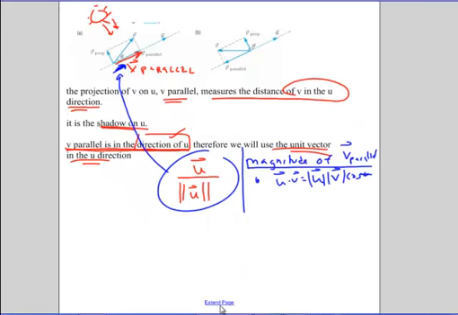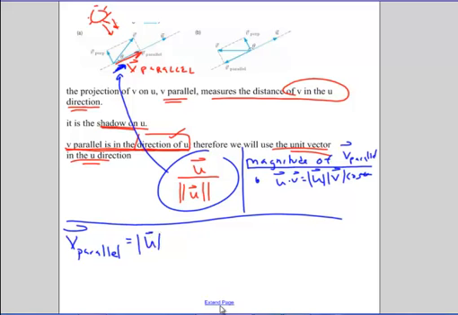Therefore, the equation, and see if you can get this, maybe you can pause the video and see if you can take a stab at what you think V parallel is. Well, V parallel has a magnitude of U dot V, and it's in the U direction. So times, and remember, this is just a scalar, so times U over the magnitude of U.